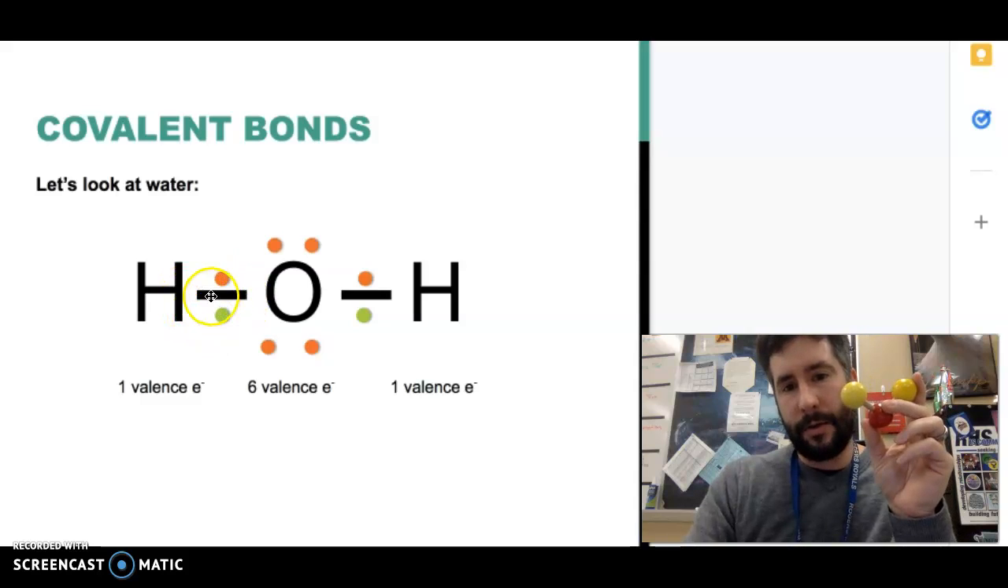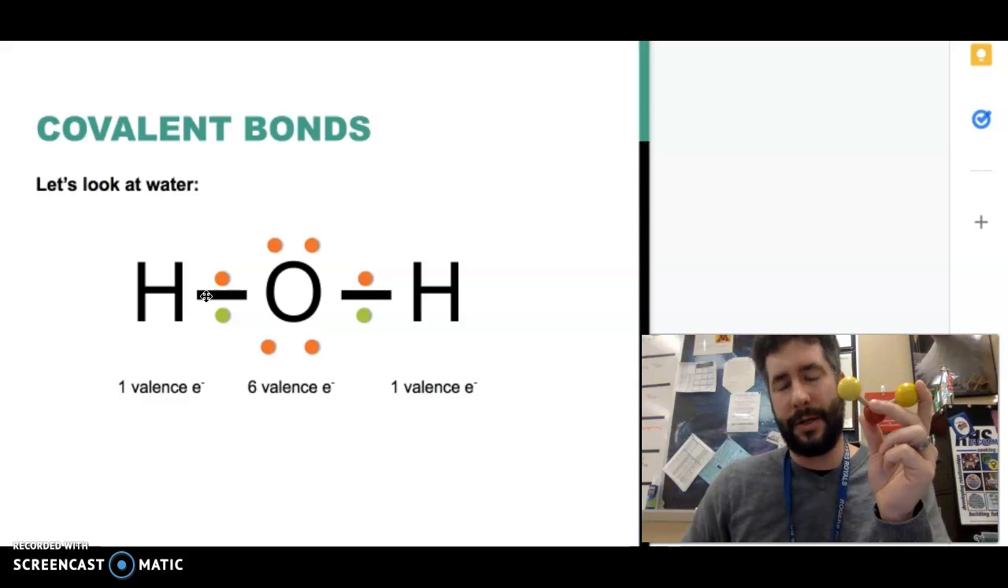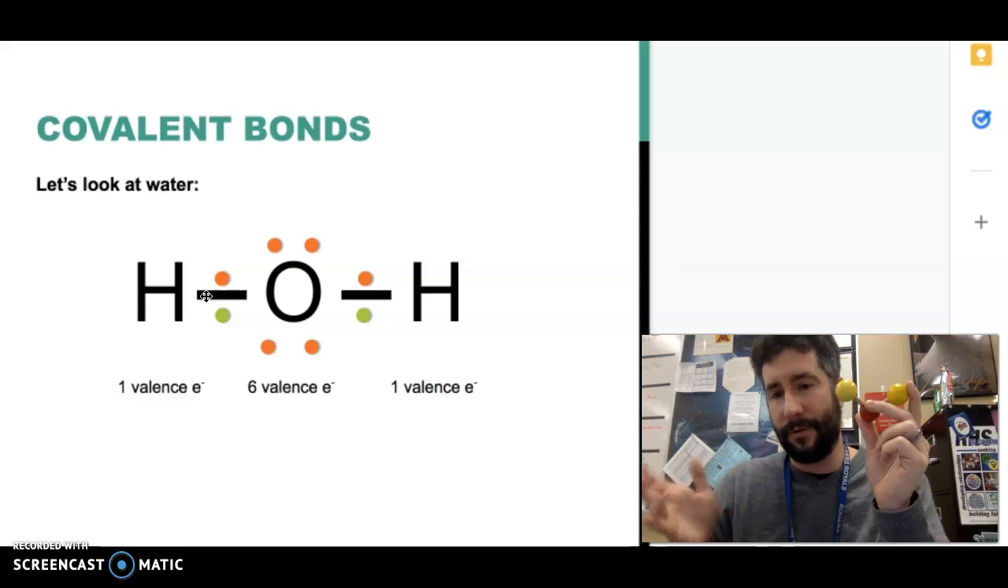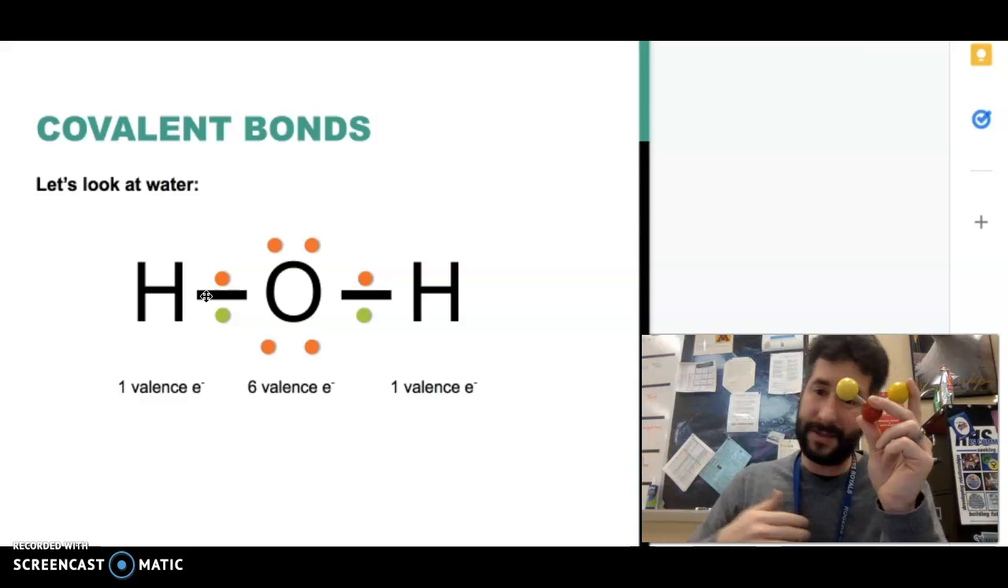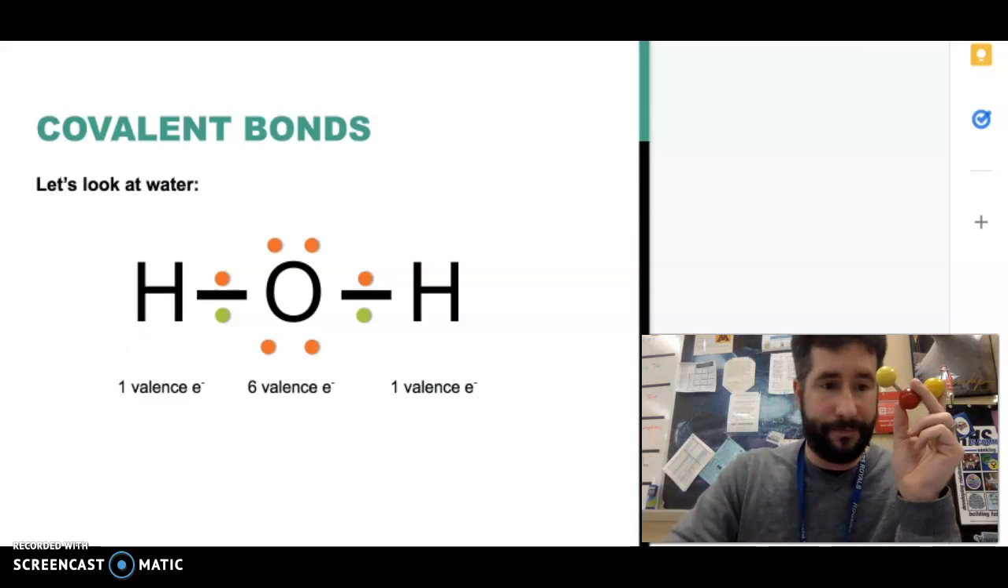Hydrogen, coincidentally, we talk about getting to 8. Remember that hydrogen is kind of sneaky: it's going to have a full level with 2 because it's on that first level, and the first ring can only hold 2 electrons. So the first level is full at 2. Everything else is going to try to get to 8, but hydrogen only needs 2. So that's a little bit sneaky.